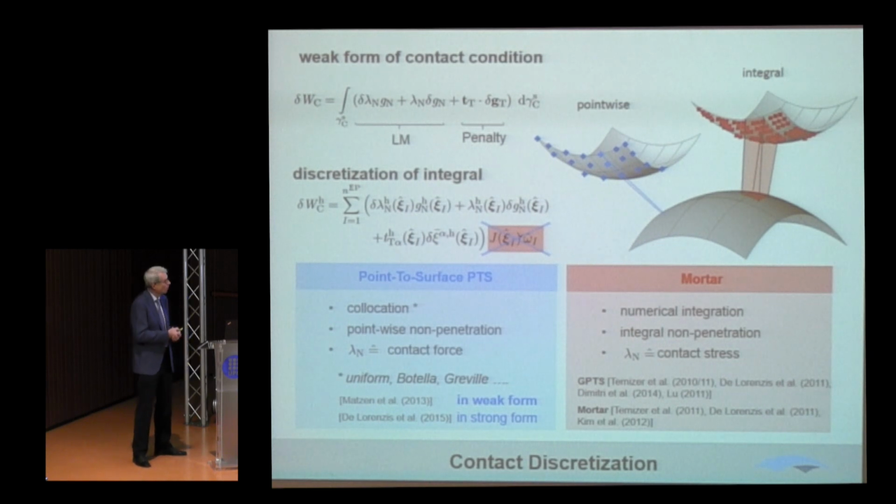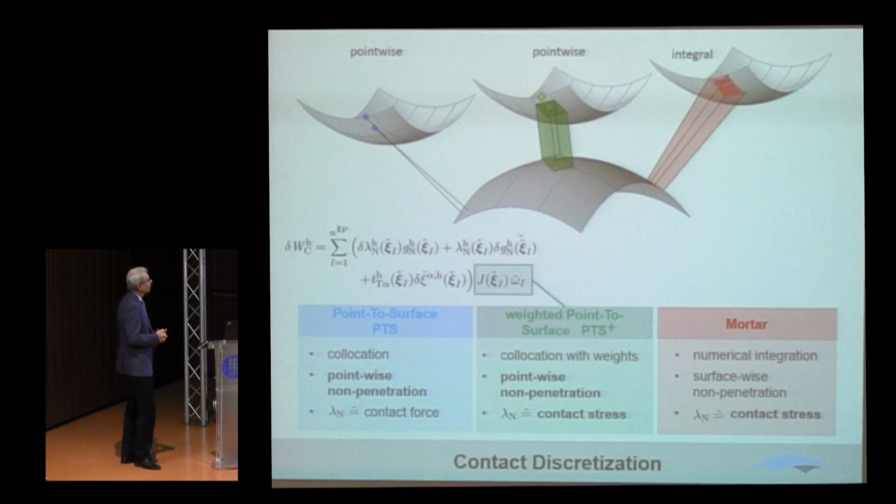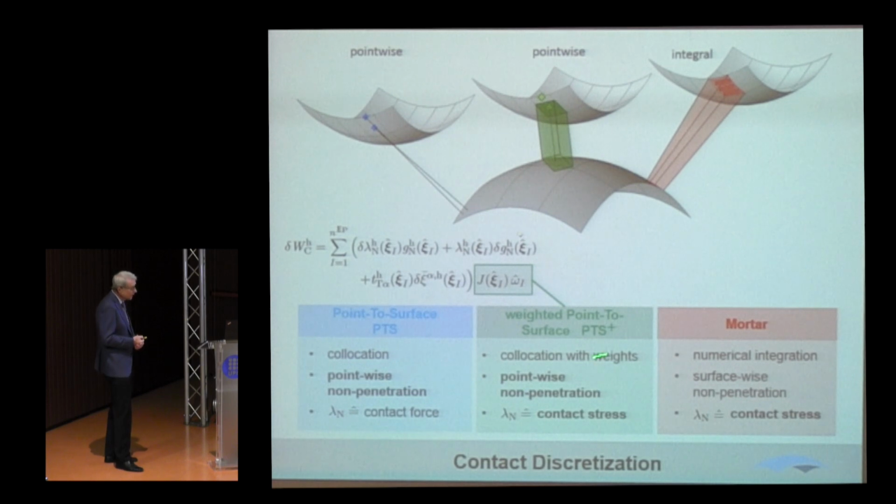So we ask ourselves, Martina Madsen worked on that, is there something in between where we can really exploit also this term in the pointwise approach? And there is something in between, and that's what I would like to talk about. Let's look at that part. What does it mean? The points get a certain weight, and the weight depends on some weighting factors, omega here, and so on. So it's a weighted point-to-surface approach. PTS plus, we call it, is a collocation with weights. Again, we still keep this simple, efficient, pointwise non-penetration condition, but we get some contact stresses because we have a certain influence domain around this collocation point, and in this way we come closer to the mortar methods.